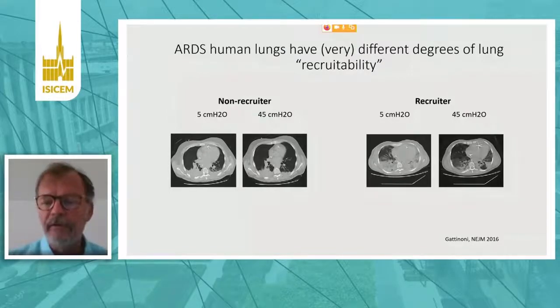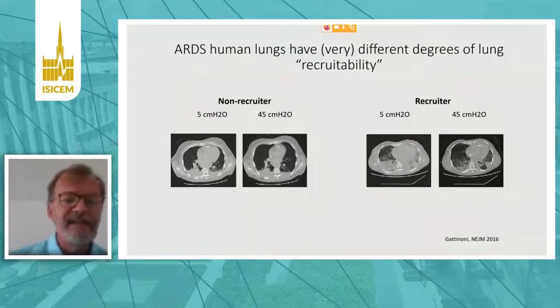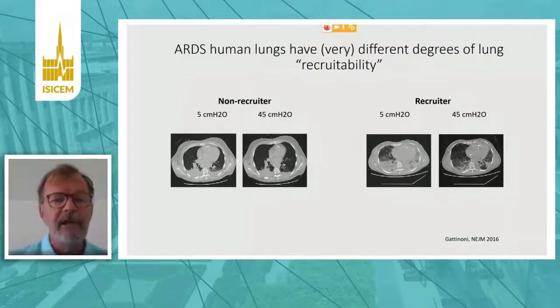It's a complicated technique which unfortunately cannot be used at the bedside, but you have here a very nice example of two patients from the series published by Luciano Gattinoni. On the left, you have a patient who is not recruiter, who is at 5 and 45 centimeters of water, presenting exactly the same density, so it did not reopen under high pressure. The patient is not recruiter. But on the right side, you see that a lot of the density, which means the non-aerated part of the lung, has reopened under high pressure 45.